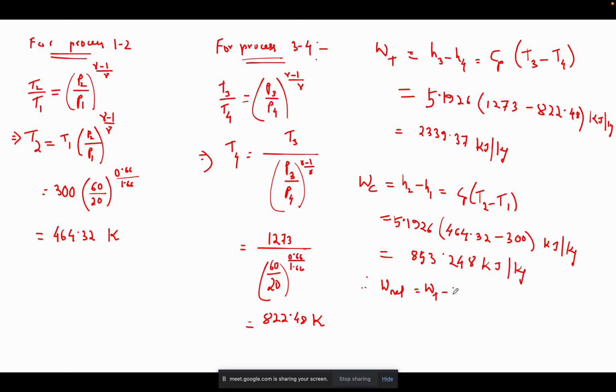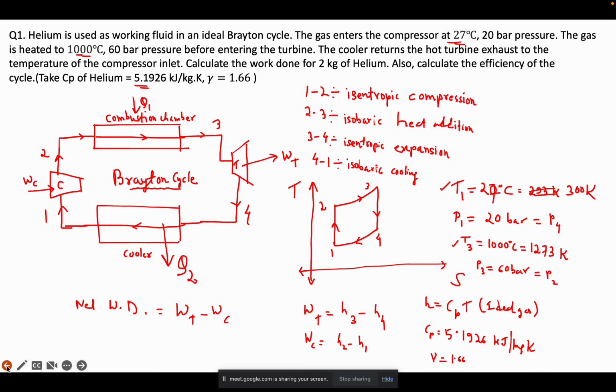Now therefore W net is WT minus WC. What is WT minus WC? Basically that one minus this one, so it will be 2339.37 minus 853.248. So it is basically 1486.122 kilojoule per kg. Now this is the W net required for 1 kg.